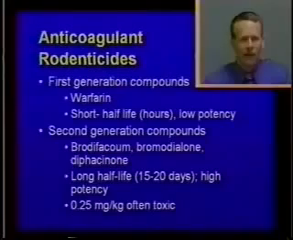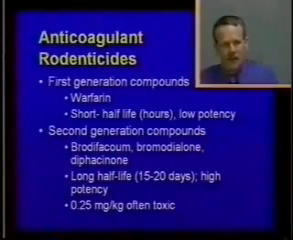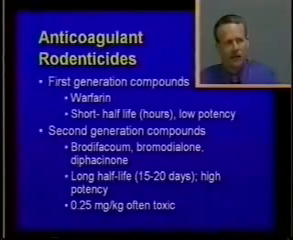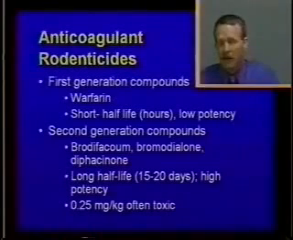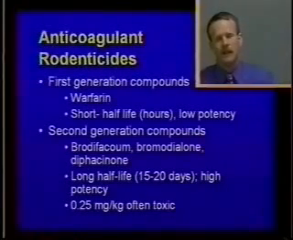Another important class of compounds are the anticoagulant rodenticides. These rodenticides are broken into 2 classes, termed the first-generation compounds, which are things like warfarin. Warfarin has a fairly short half-life. It lasts about 14 or 15 hours in a dog, and it's low potency. These early rodenticides required multiple feedings by rats in order to be effective.